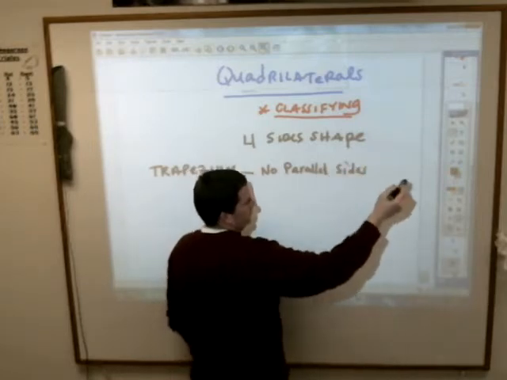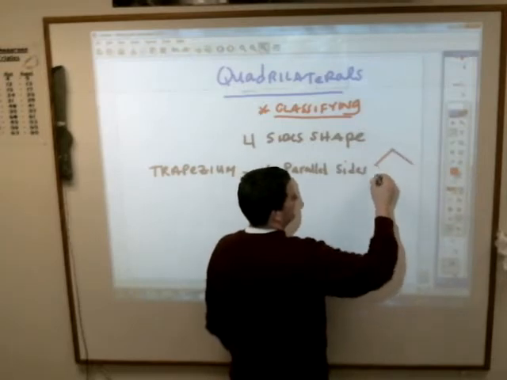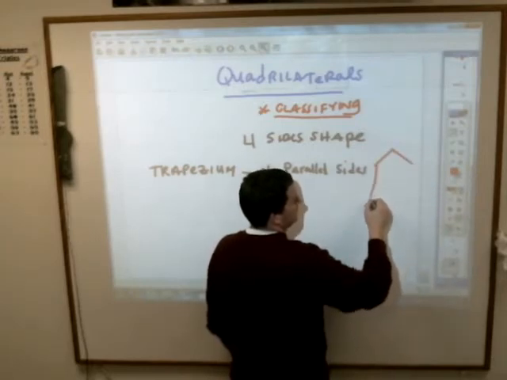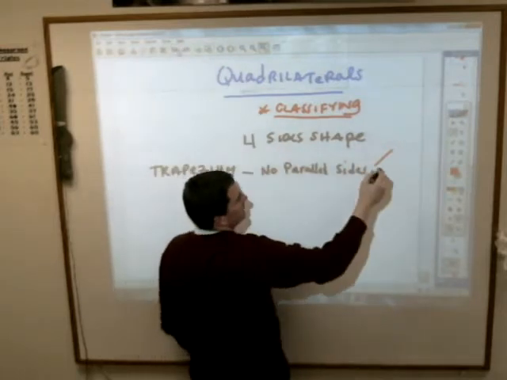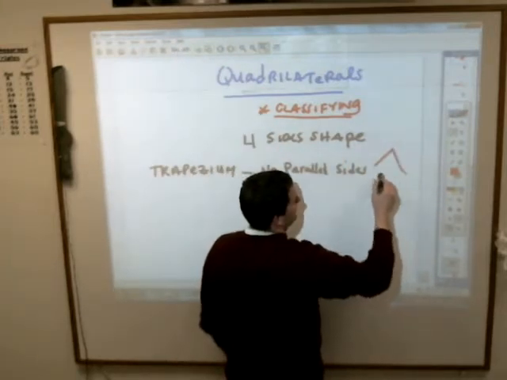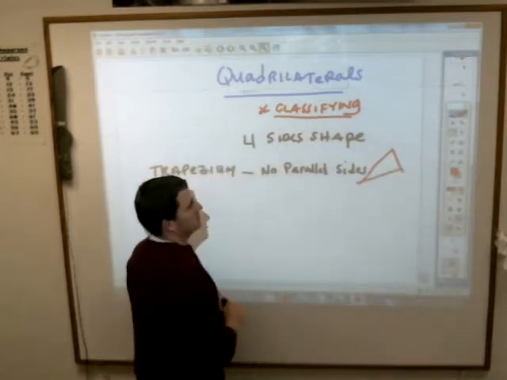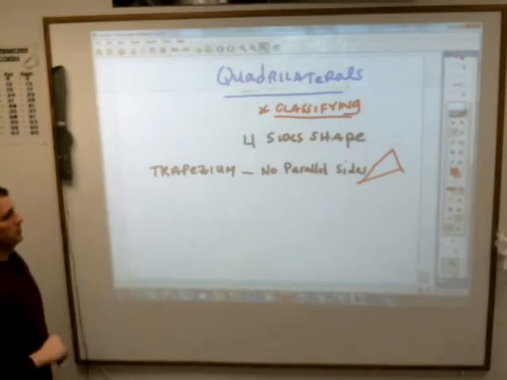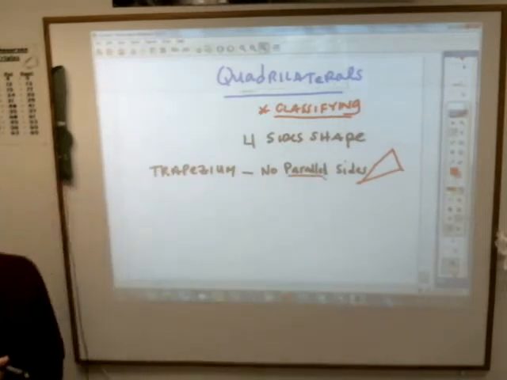And it is a goofy looking shape. It really doesn't have any rhyme or reason. It just kind of goes up, side, down. No parallel side, no parallel side, no parallel side, no parallel side. Just kind of an awkward looking little shape there. Has nothing parallel on it. Okay.